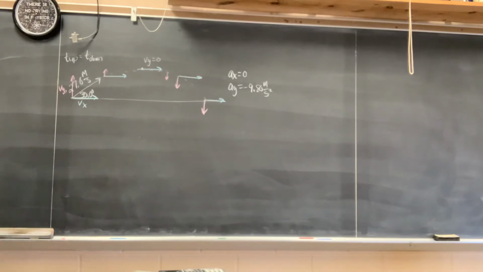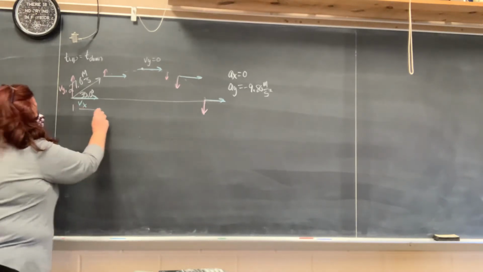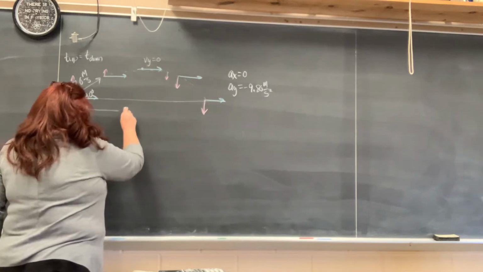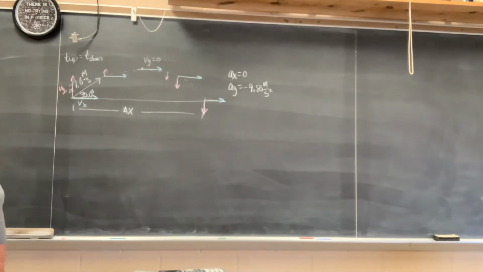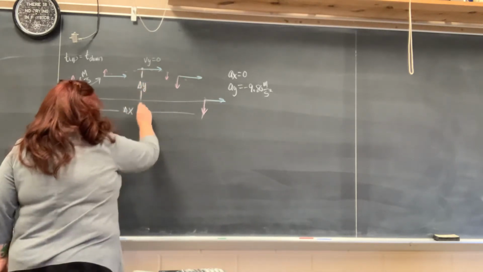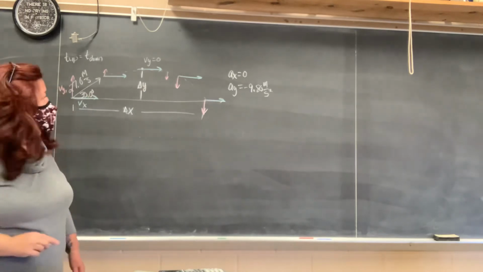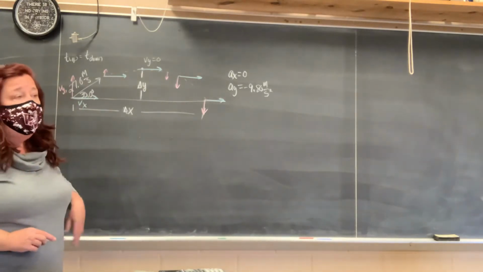Some of the things that you may be asked to find are where the football is going to land. So where the football lands is delta x, the change in x. How high the football goes is going to be delta y, and that's at the top of the trajectory. Other things that you can be asked for are the hang time, which would be the total time.